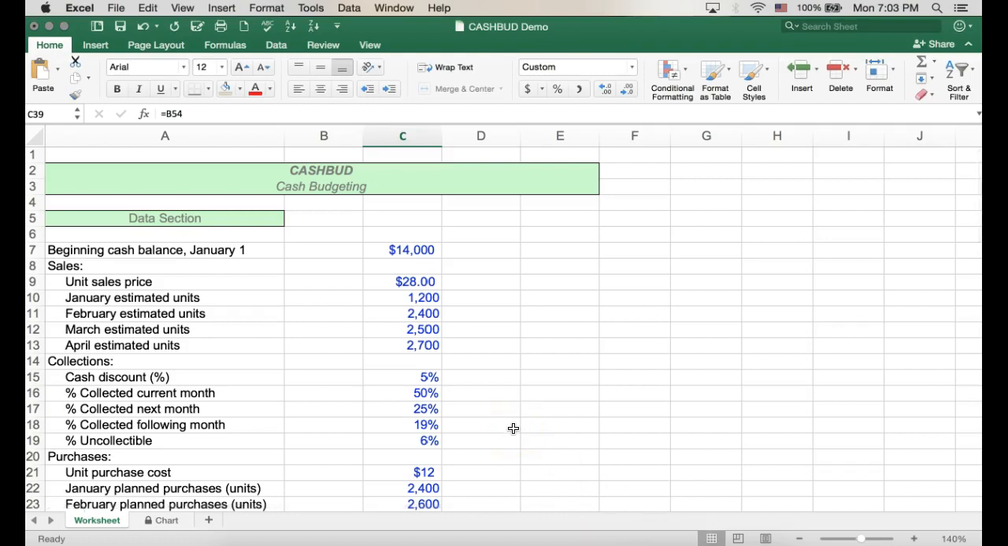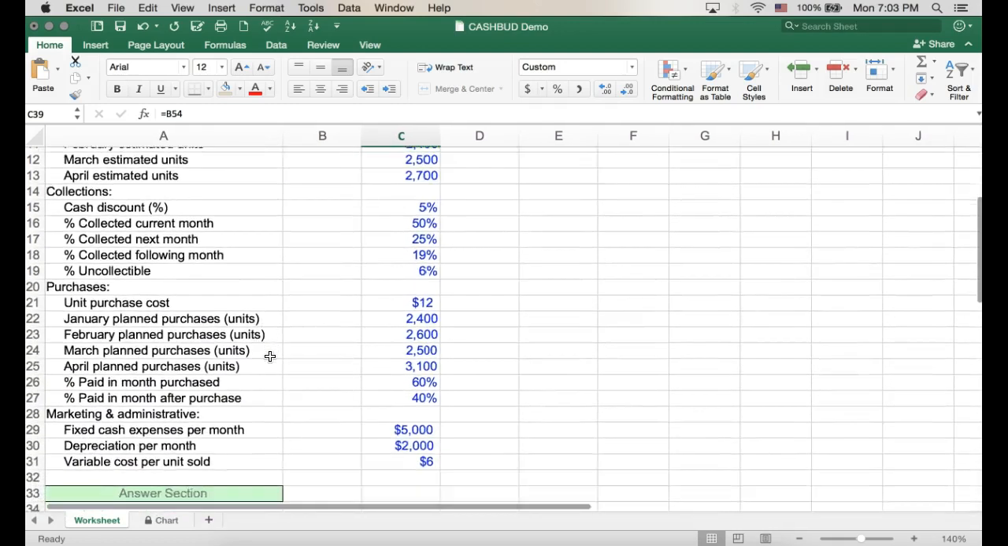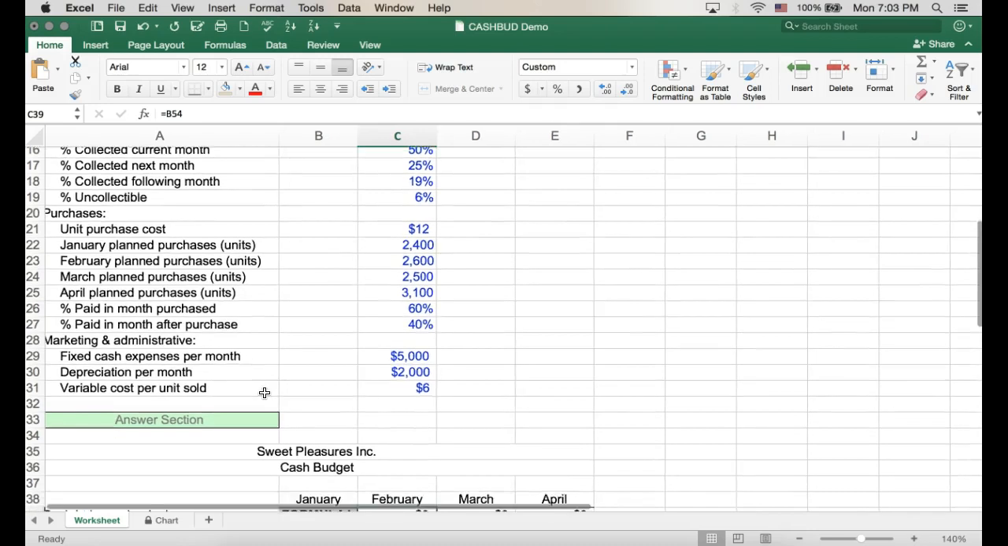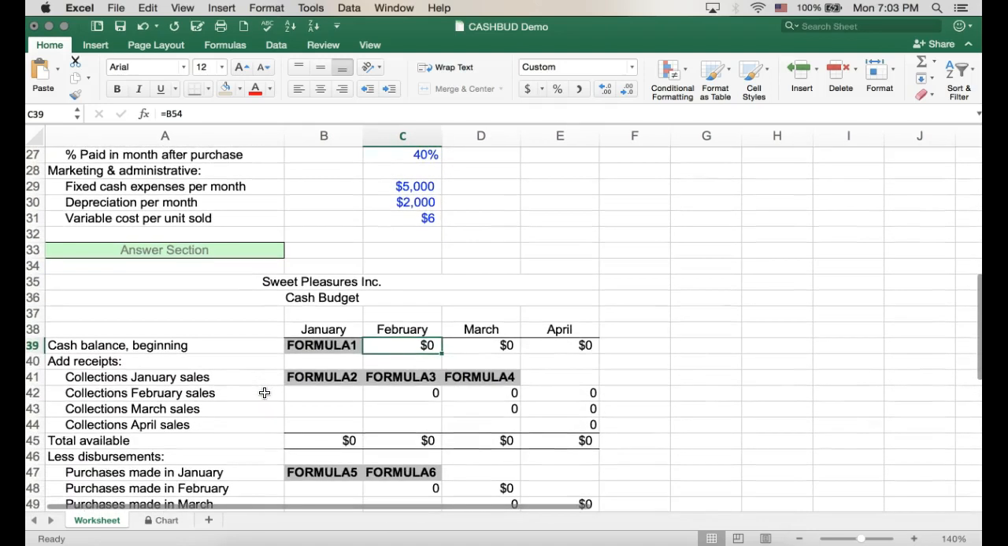And this is the cash budgeting Excel file. It has a data section, which has all the sales, collections, purchases, and some miscellaneous expenses, marketing, and administrative. I'm going to go to the answer section, and that's step number 6 in the Canvas and requirement number 2 in your text. We'll start with Formula 1.